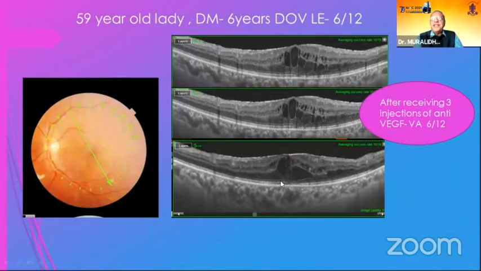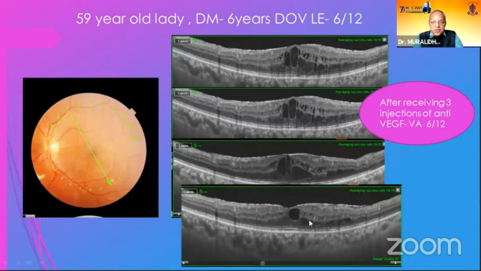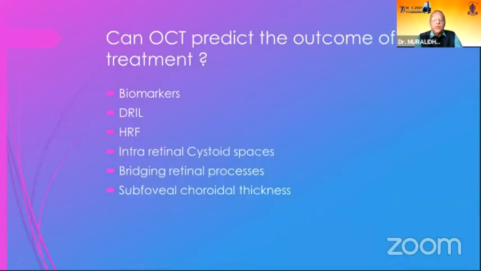And we decided to change the anti-VEGF from ranibizumab to aflibercept, and look at the response we could get. So whenever you have a non-responder, we can only pick these up on OCT, and the response to the change in the treatment can be picked up on OCT. So all these decisions are possible only by serial OCTs. Can OCT predict the outcome?